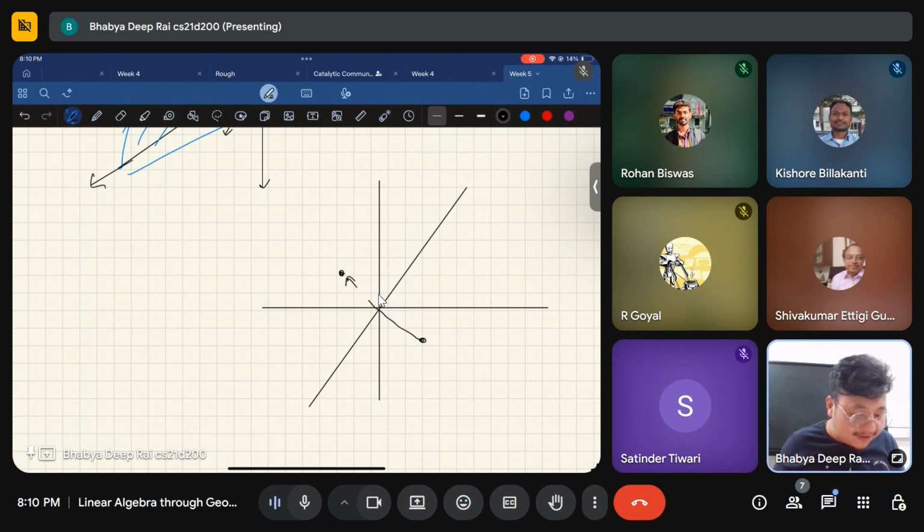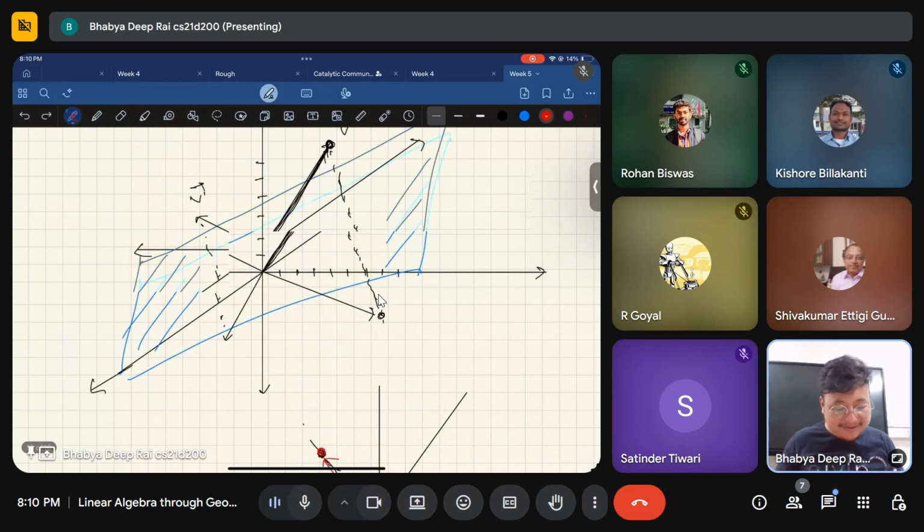Notice that the direction has reversed, but the axis is still the same. And if I reflect this point here, the axis is still the same, but the direction has flipped. So this is what a negative direction represents. And the 1, what does it represent? The length of the vectors is the same.